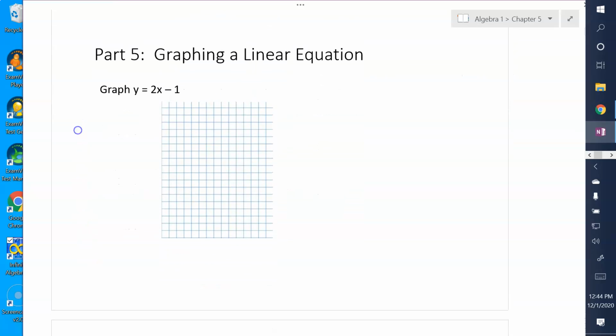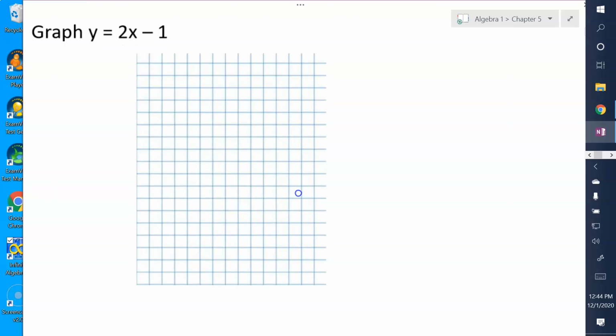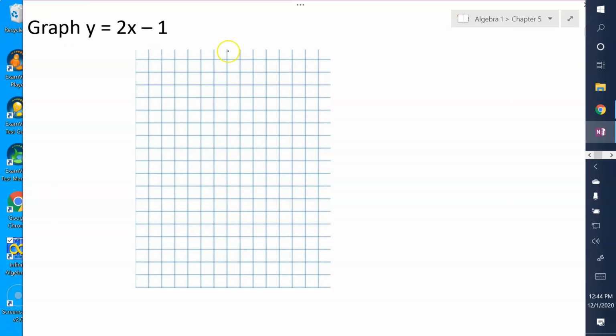Part 5. Now we're going to graph a linear equation. I'm going to make my axes. So this is the y-axis. Here's the x-axis. Looking at my equation, I know that my y-intercept is -1. So I'm going to put a point right there at -1.